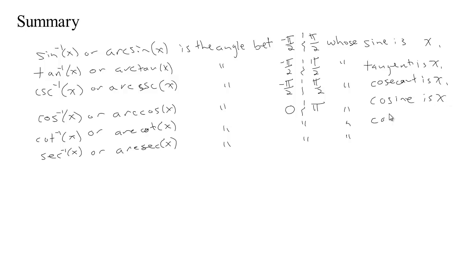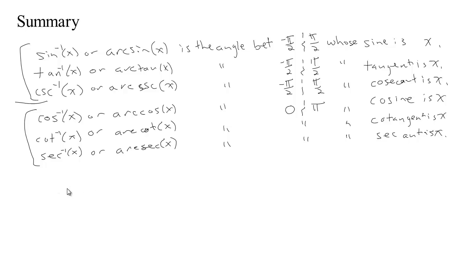Arc cotangent is the angle whose cotangent is x, and the arc secant is the angle whose secant is x. So you just got to remember that these three go together. They give you an angle between minus pi halves and pi halves, and these three go together. They give you an angle between 0 and pi. You'll always be able to find the correct angle if you're doing this.